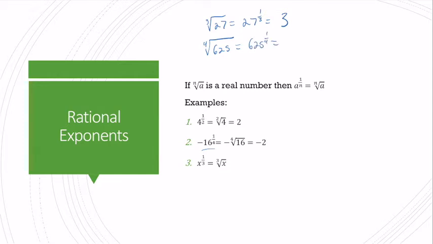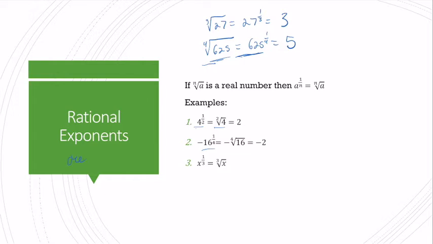So you don't have to rewrite rational exponents as a square root in order to solve them. If you already know that 4 to the 1/2 is 2, you can skip this step. This is just to make sure we're all on the same page, keeping up with the fact that rational exponents are roots.